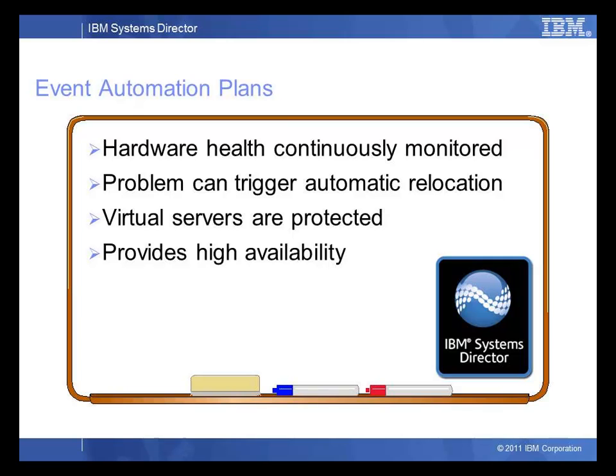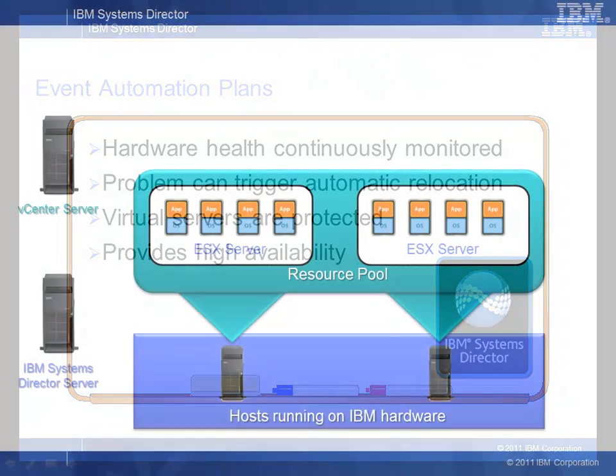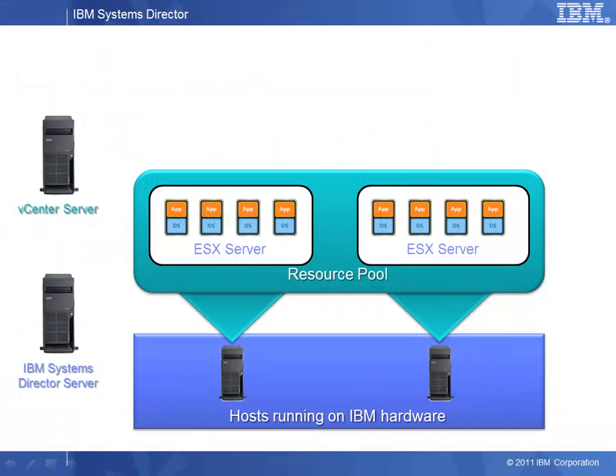This includes automatic relocation of all virtual servers away from a host that has generated a predictive failure alert, or PFA. Since this occurs before the host has actually failed, all virtual servers continue to run without interruption, providing high availability of associated applications and services. This brief demonstration shows such an event automation plan in action.